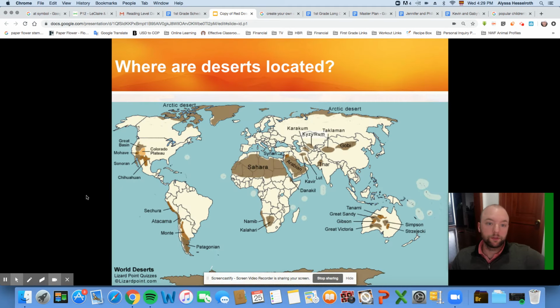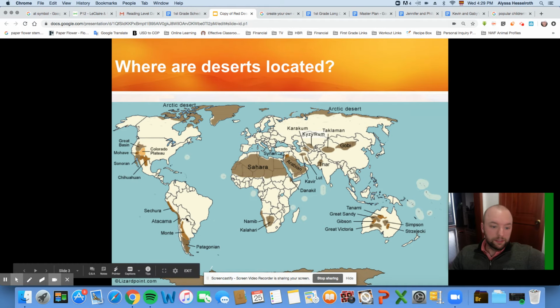So where are deserts located? As you can see, deserts are located on every continent around the world. South America, in Chile, in Argentina, Peru, Colombia with La Guajira, in North America, in Africa, Asia, Europe, and Oceania as well.